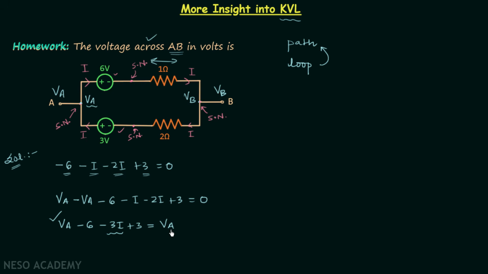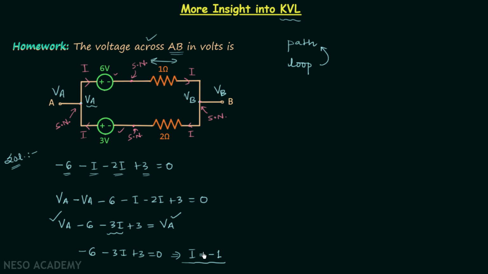we equated with VA. So we can write KVL like this also, starting from a point and ending at the same point or a different point. The only thing we need to do is to include the potential of the starting point and then equate with the potential of the ending point. And when you cancel VA and VA, you are finally going to get the same equation. So we have minus 6 minus 3I plus 3 equal to 0. And when you solve this, you will get current I equal to minus 1.